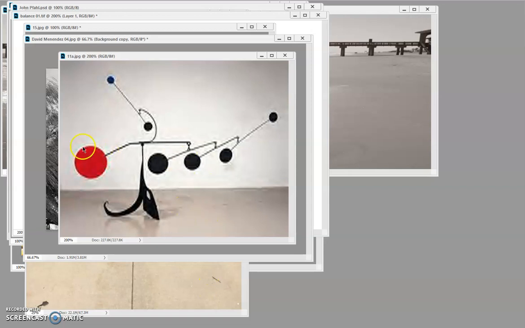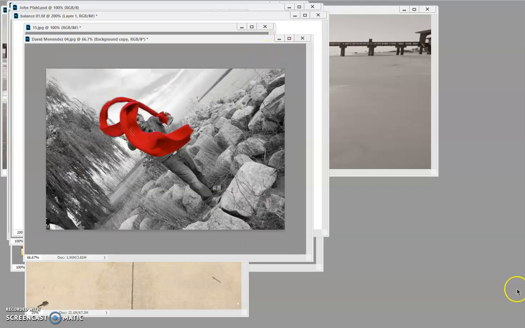In this case, it's used to balance this sculpture by Calder. In this case, a student wants us to look at his scarf in the photograph that he did. And let's look at that. If we look at it without the color, it's just not going to attract our attention as much as some other things in the picture.